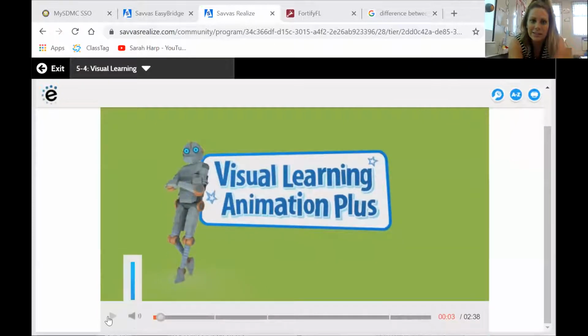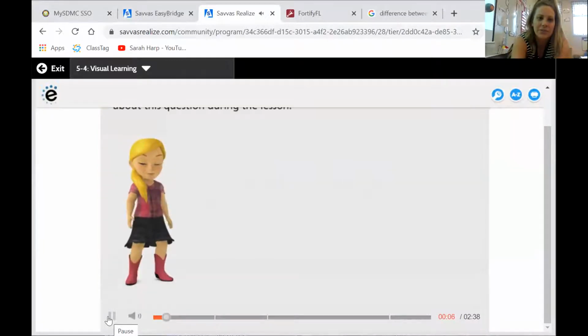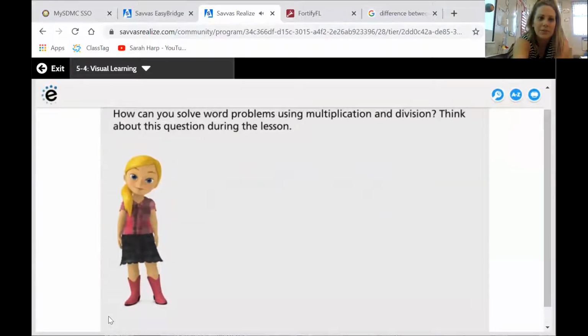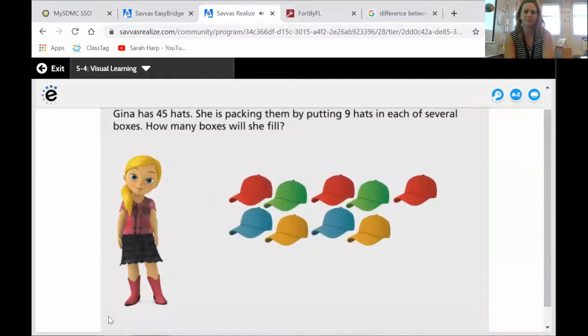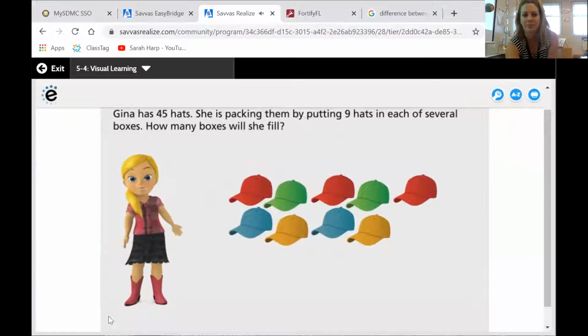And here we go. How can you solve word problems using multiplication and division? Think about this question during the lesson. Gina has 45 hats. She is packing them by putting 9 hats in each of several boxes. How many boxes will she fill? Let's find out.